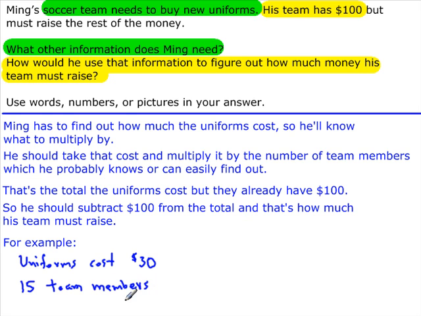And then he's going to take 30 times 15, $30 per uniform times 15 team members. Figure that out, and that turns out to be $450 for this example. And then he would take the $450, which is the total amount of money they need. So that's the total needed.